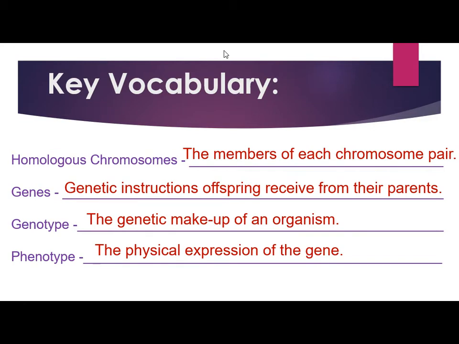Okay, so first, some vocabulary. Homologous chromosomes are the members of each chromosome pair. They're the same. Genes are genetic instructions you receive from each parent. The genotype is the genetic makeup of the organism, while the phenotype is the physical expression of the gene. So you can pause it here if you need to take a minute to write down the vocabulary.